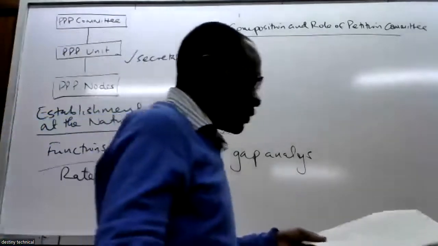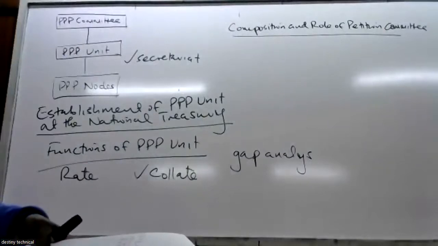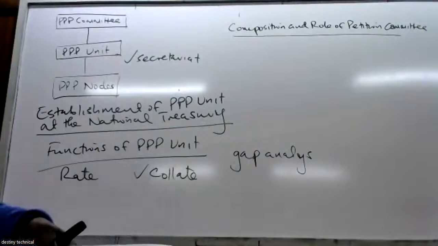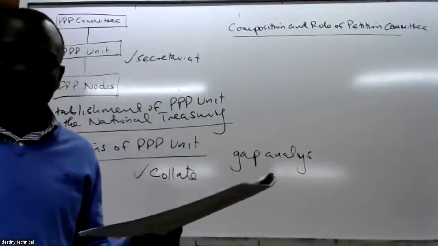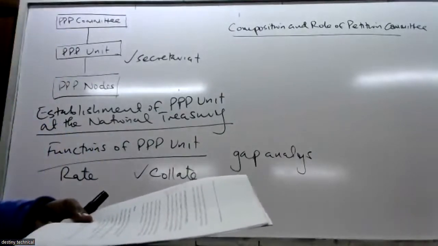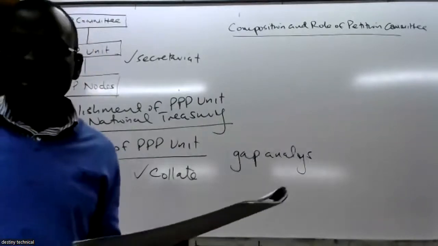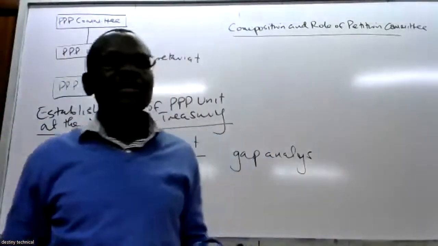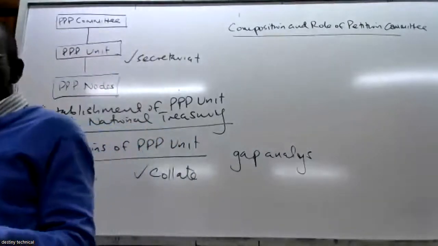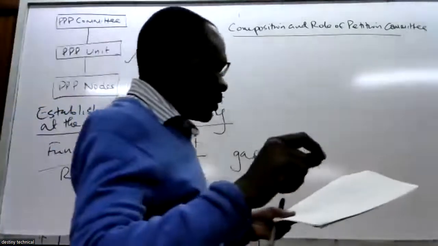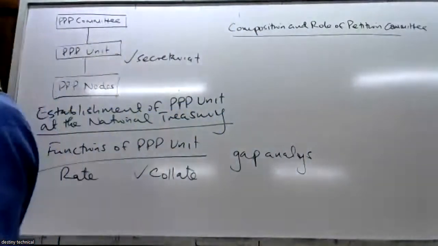Then you say the petition committee shall consist of: A, the chairperson, who shall be a person qualified for appointment as a judge of the High Court of Kenya.